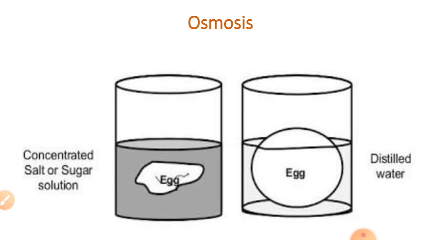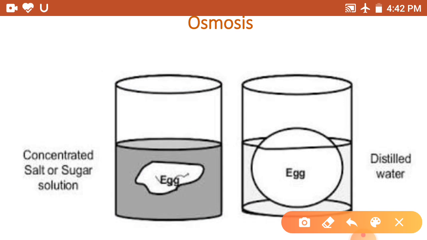Remove the shell of the egg by dissolving it in dilute hydrochloric acid, as the shell is mostly made of calcium carbonate. After removing the shell, we use the de-shelled egg and pour it into distilled water, and the second egg we dip into a high concentration solution. It may be a sugar solution or a salt solution. Leave it for 5 minutes. After 5 minutes, what do we observe?